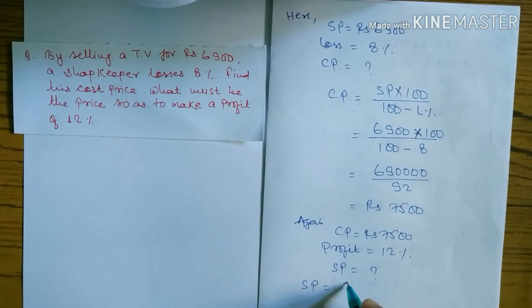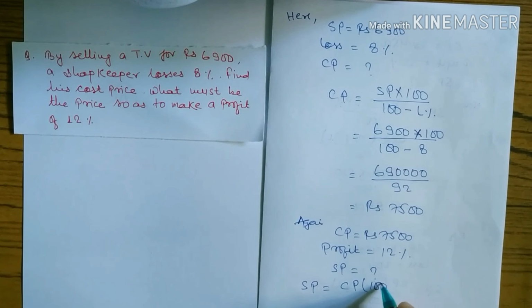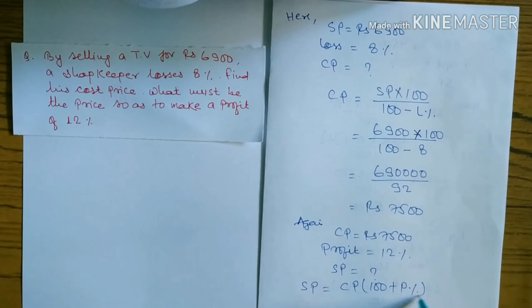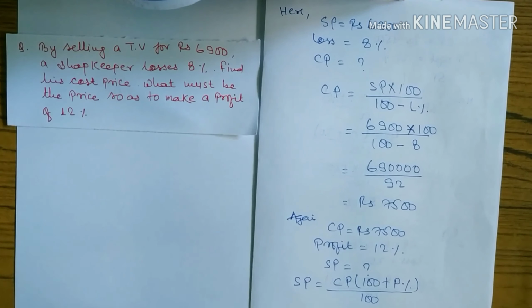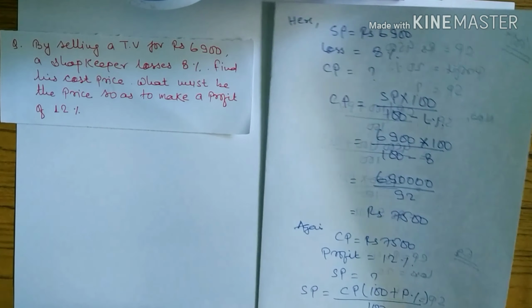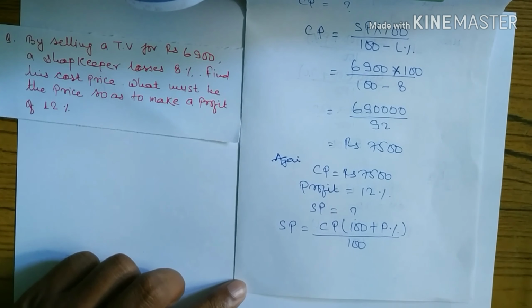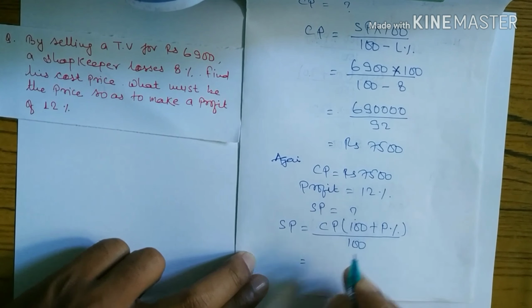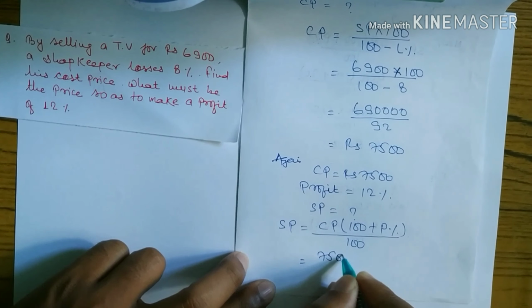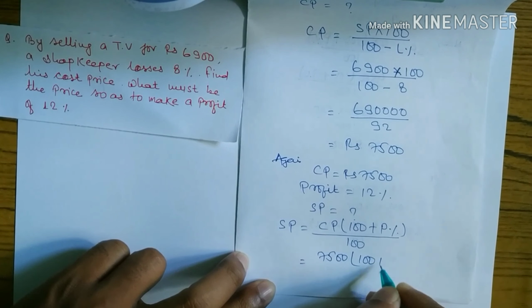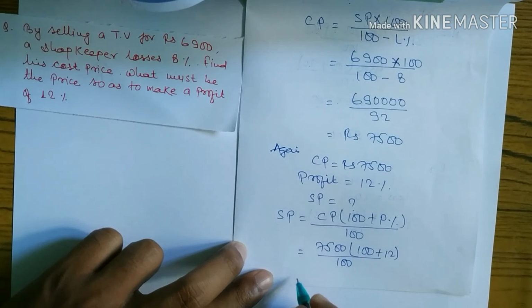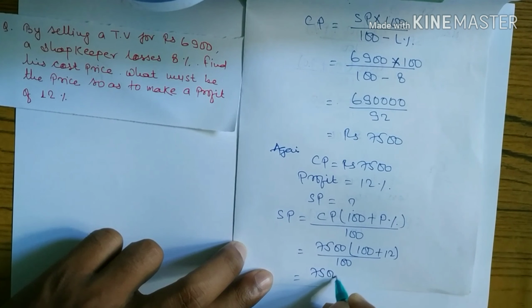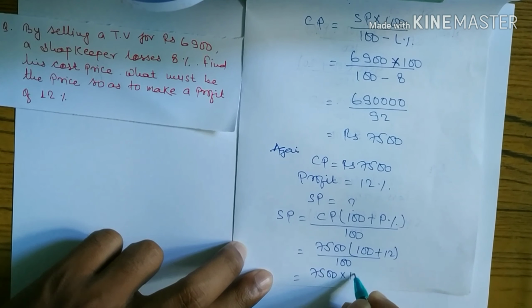SP is equal to the formula CP into 100 plus profit percent by 100. The formula is very important, so you have to learn the formula, otherwise it is very difficult to solve. Now put the value: 7,500 into 100 plus 12 by 100, that is 7,500 into 112 by 100.